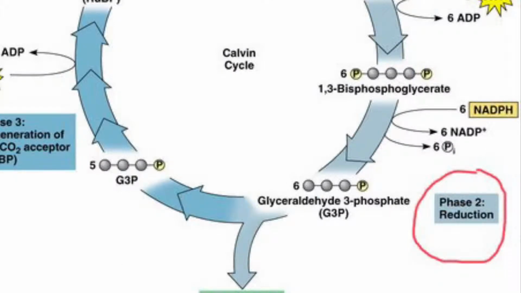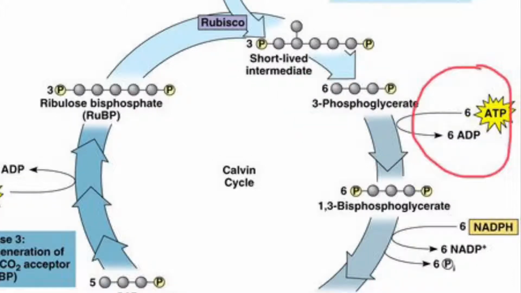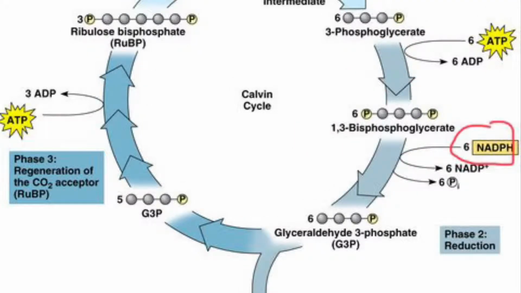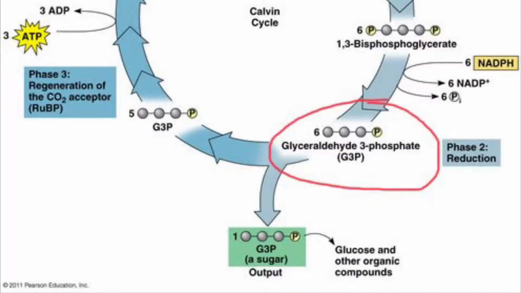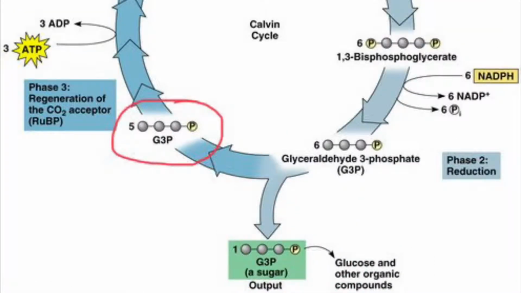The second phase is the carbon reduction, where carbon is reduced by a series of reactions. Each 3-phosphoglycerate receives an additional phosphate group from ATP, becoming 1,3-bisphosphoglycerate. NADPH reduces 1,3-bisphosphoglycerate, which loses a phosphate group to become G3P. For every 3 molecules of CO2 entering, 6 molecules of G3P are formed. One molecule of G3P exits the cycle, but 5 molecules will be recycled to regenerate molecules of RuBP.